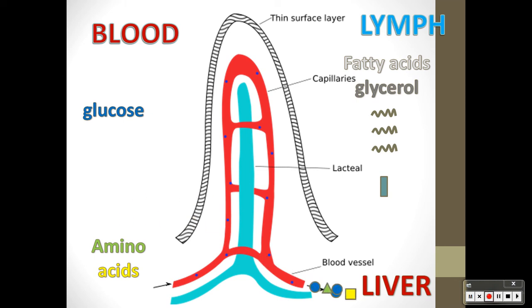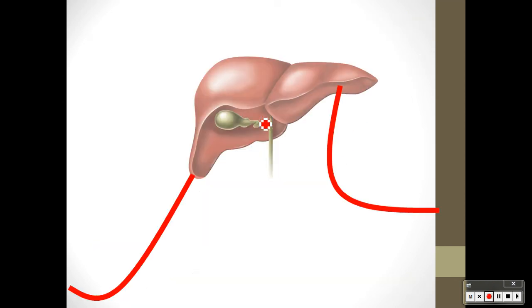That high blood supply keeps the diffusion gradient nice and steep, so that diffusion keeps taking place. So after it goes into the blood supply, it comes into this vein called the HPV, also known as the hepatic portal vein. Hepatic portal vein, I don't feel like writing it. And that leads to the liver. And the liver determines what happens to the glucose and the amino acids next.